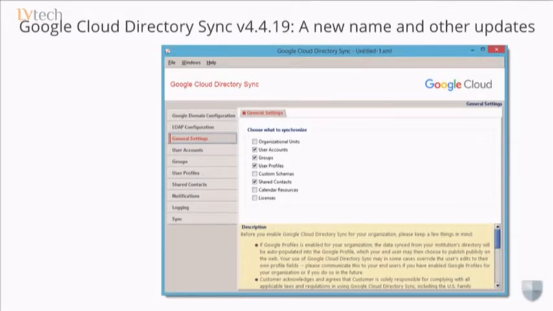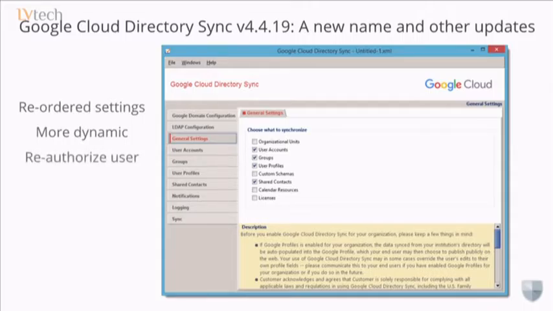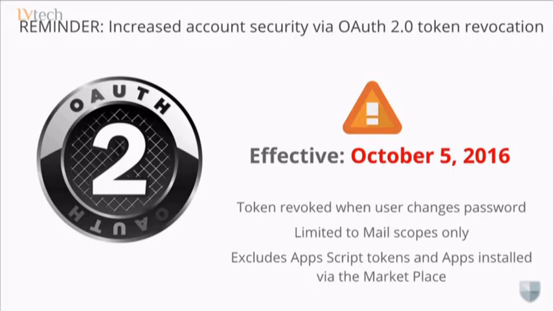With the latest version of Directory Sync, not only has the name changed to reflect our new branding of Google Cloud, but it also has several enhancements, such as reordering of the settings and configuration screens, being more dynamic and making it easier for new admins to configure. It's also easier to reauthorize the Directory Sync user to G Suite, as well as some improved error codes and bug fixes. And just as a reminder, we've increased account security whereby OAuth 2.0 tokens will be revoked when a user's password is changed. This became effective as of October 5th, 2016. Check out the Help Center article and FAQ for more details.